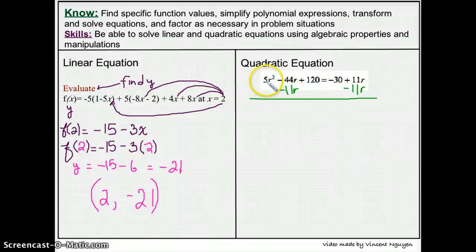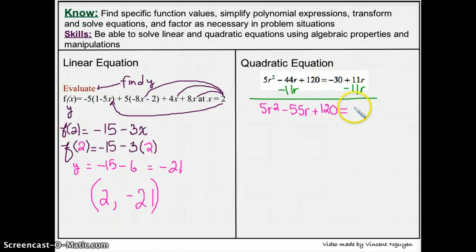So here my next simplified equation would be 5r squared. The 5r squared stays the same. However, the r term now gains more negative. So negative 44r and negative 11r turn out to give me negative 55r. So I would write negative 55r. And then the constant term 120 stays the same, so I write down 120. On the right hand side, it equals 0. On the right hand side, this is already zeroed out, so I don't need to worry about the 11r.